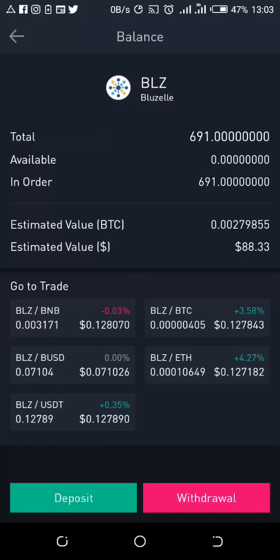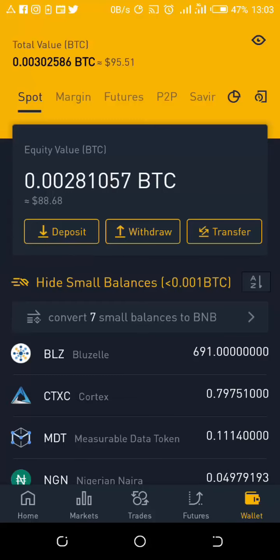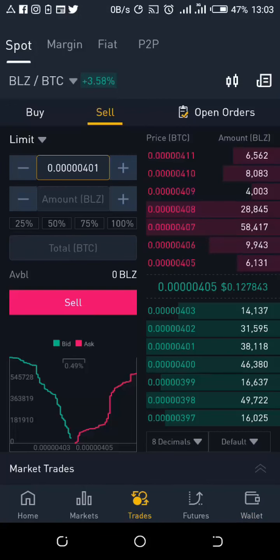Because we bought this at the rate of 399 Satoshi, and the price has reached 405 Satoshi, right? So we have made $2 plus profit already. So we are still coming back to check it from time to time.